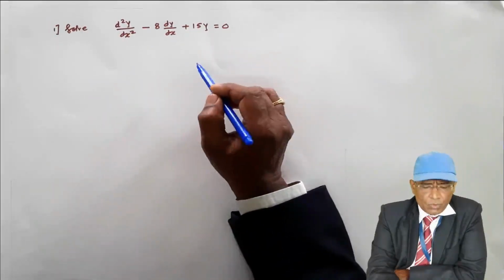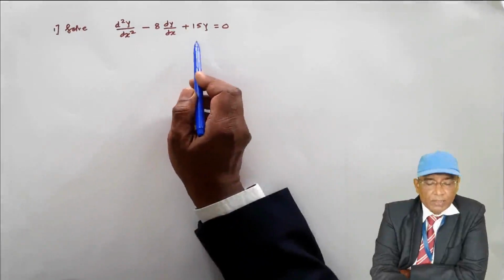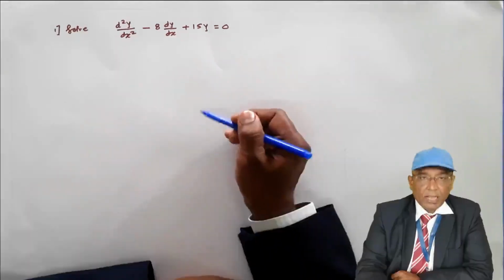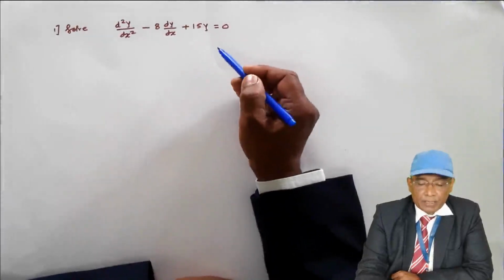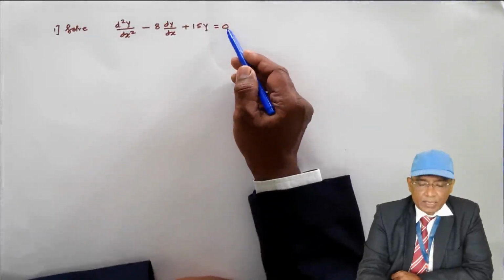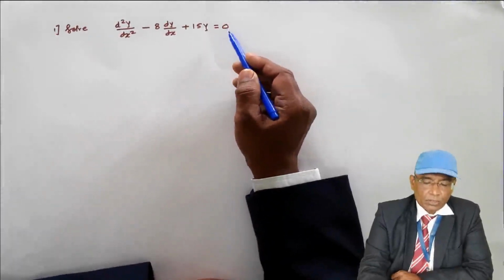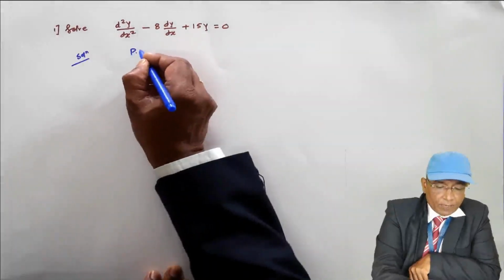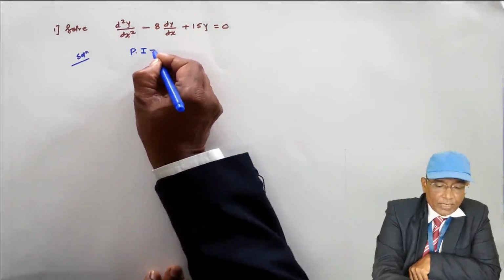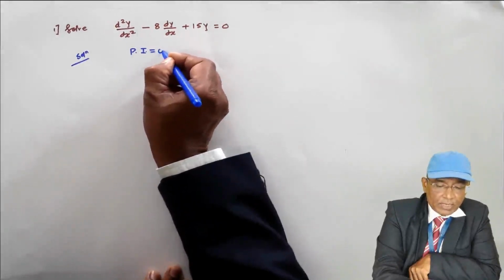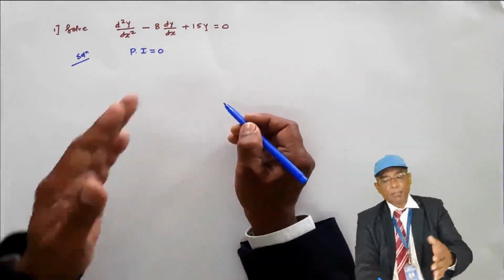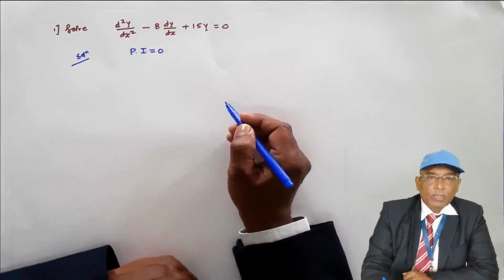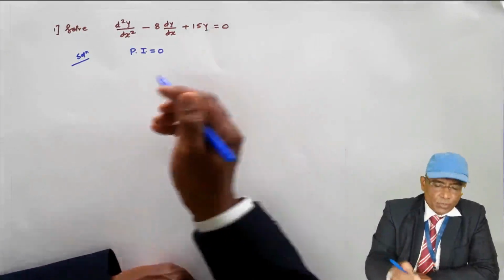form. Standard form means what? Derivative term and y term on the left hand side and all x term on the right hand side. So as I told you earlier, the particular integral depends on the right hand side, and the right hand side is 0. Therefore the particular integral is 0. Why is it 0? Because the right hand side is 0 and the particular integral depends on the right hand side of the differential equation. Now only the complementary factor itself will be the solution.